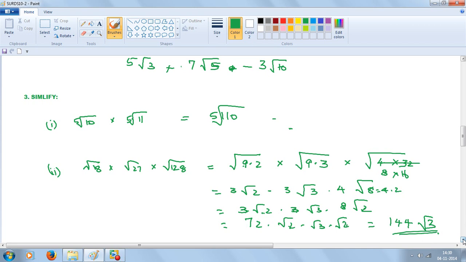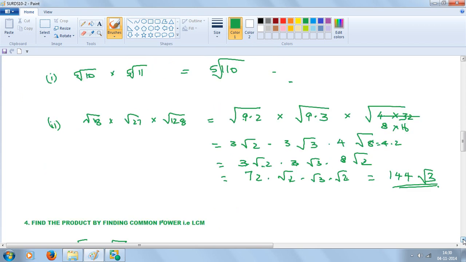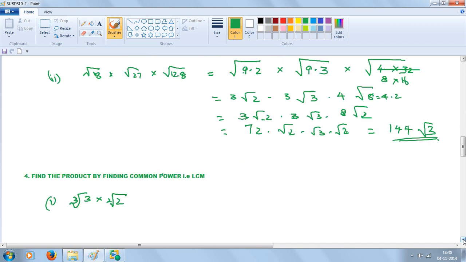In this third problem, students should try different problems and check with the answer. The basic principle is you try to solve as much as possible, to make it a simple set. Next, find the product by finding the common power, that is LCM.